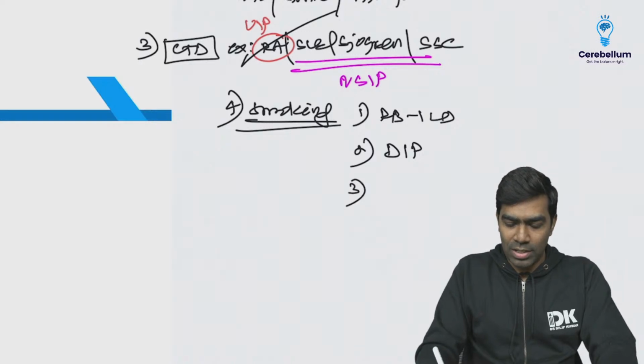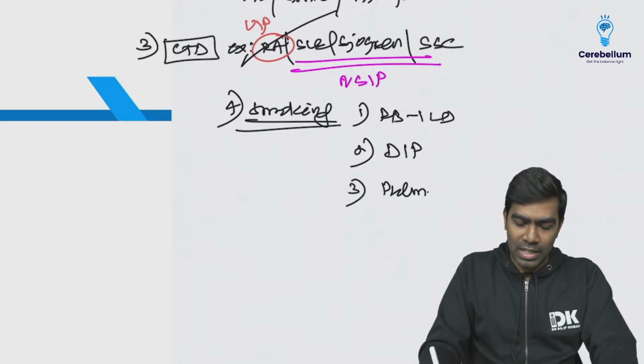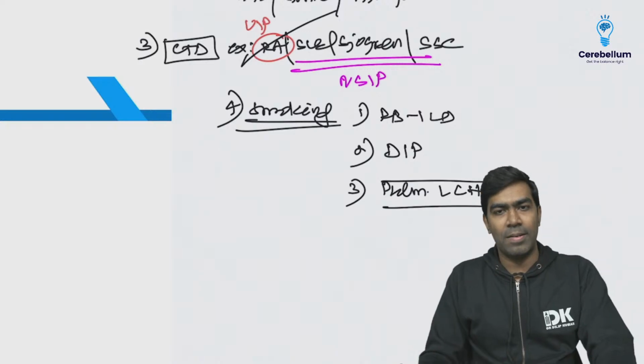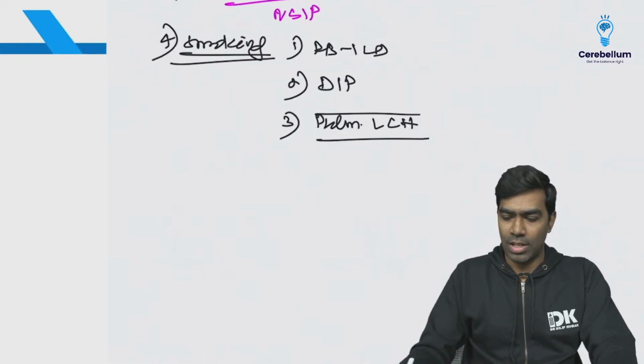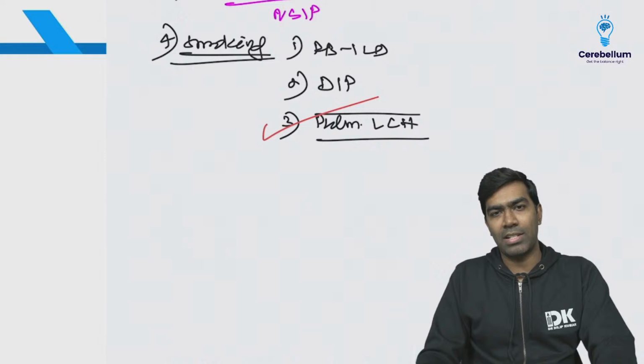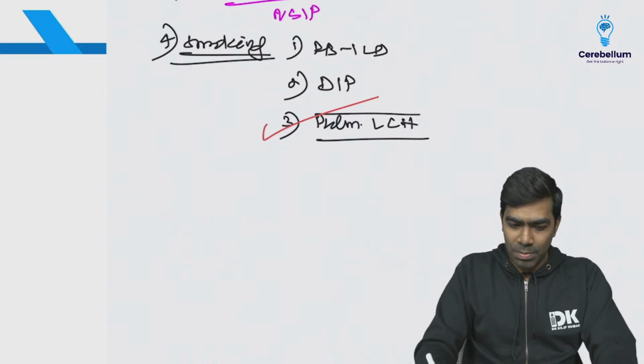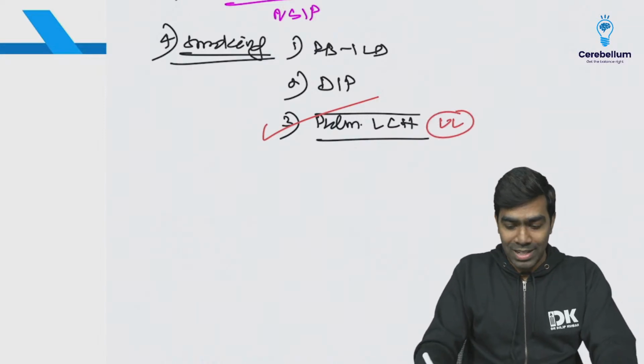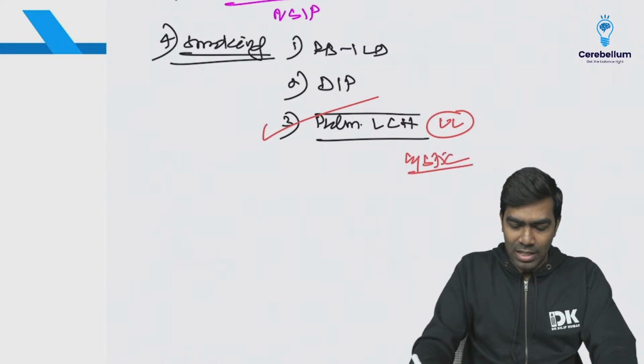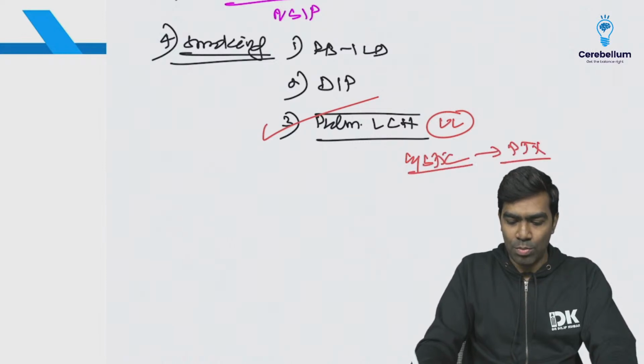And the third one is pulmonary Langerhans histiocytosis, pulmonary LCH. In the exam, there is a high possibility they will ask about pulmonary LCH only. It typically tends to involve the upper lobes. It's a cystic disease. Cystic disease means they can produce recurrent pneumothorax.